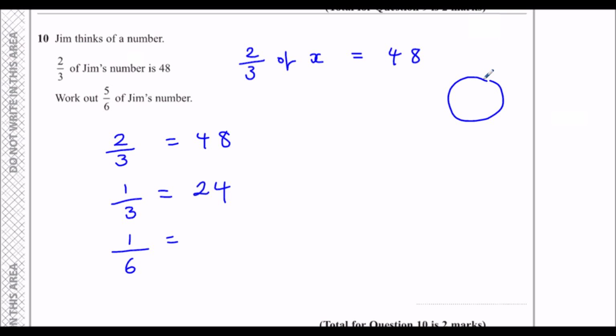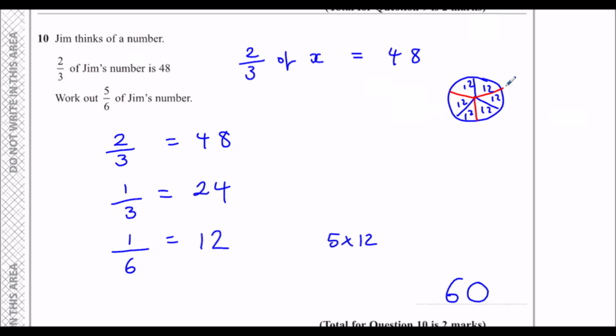So if I split something into 3 even parts, to cut it into 6 even parts, I have to cut each of the thirds in half. So a sixth is half a third, so 1/6 must be 12. I want 5/6, I want 5 12s. 5 times 12 is 60.